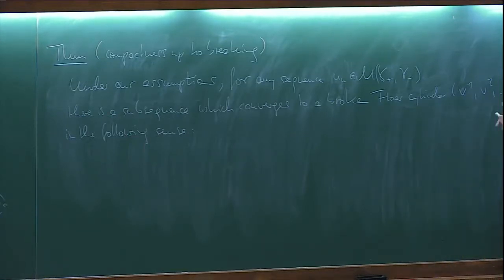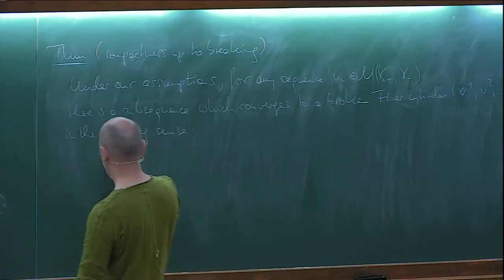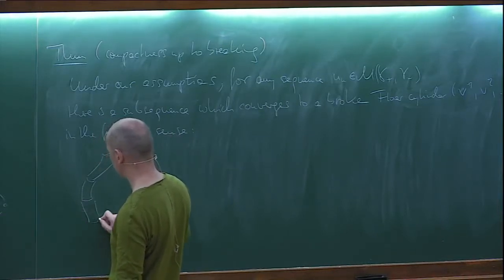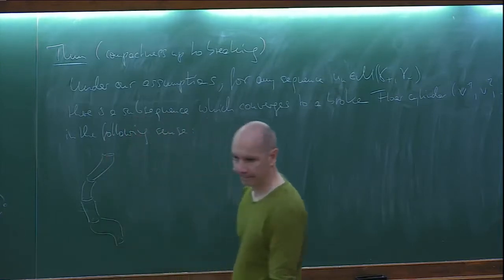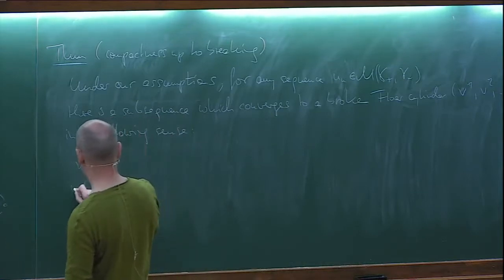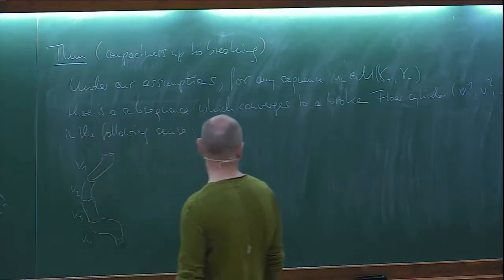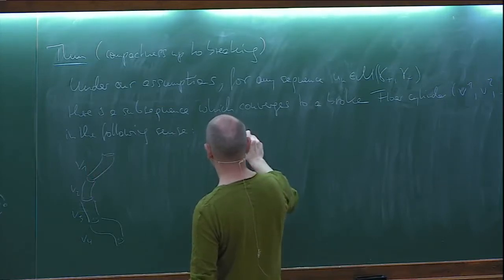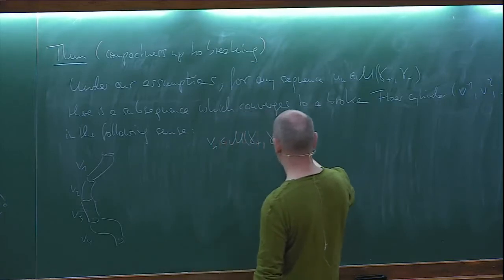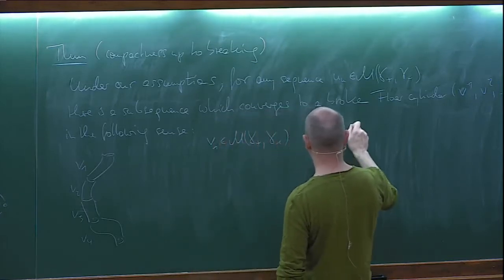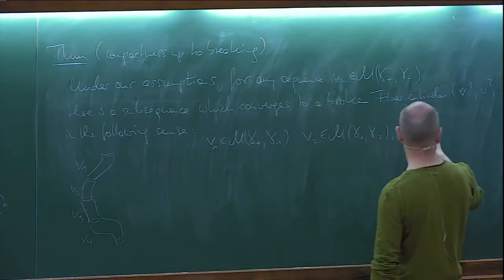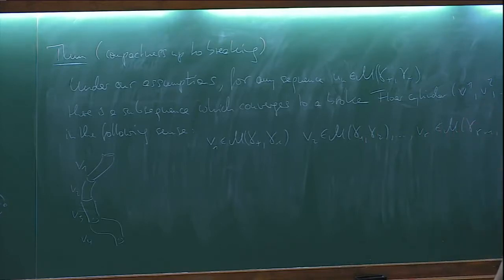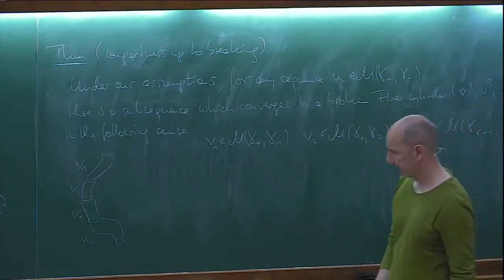First I have to tell you what a broken Floer cylinder is. A broken Floer cylinder is basically the analog of this picture. I have a bunch of cylinders such that the positive asymptotic of one is the negative asymptotic of the next. So I would have V1, V2, V3, V4 in this case. V1 is in M(gamma plus, gamma 1), V2 is in M(gamma 1, gamma 2), and V_r is in M(gamma r minus 1, gamma minus). So they match in this sense.